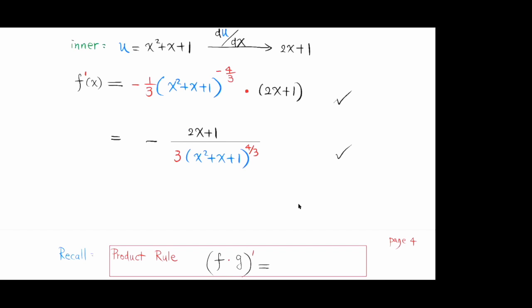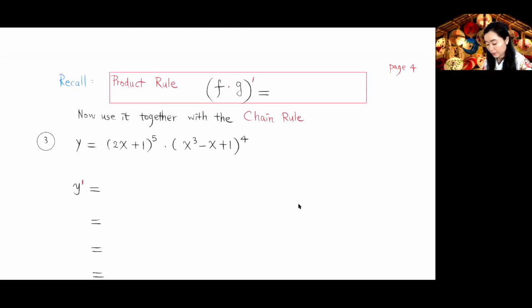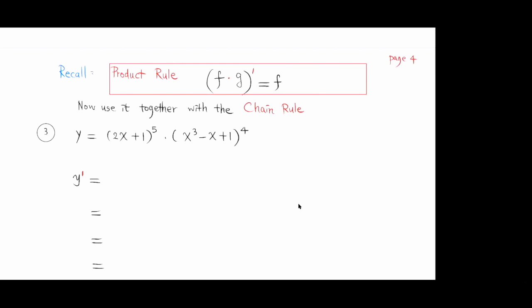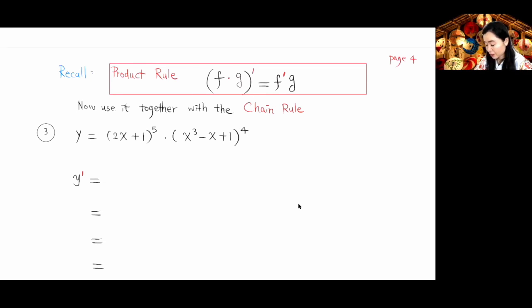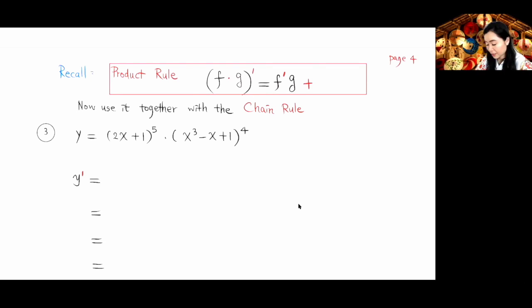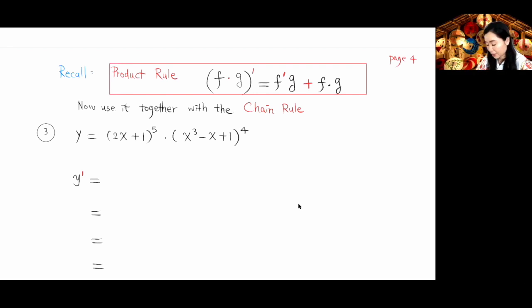Okay, good. Now let's recall the product rule. The product rule says that the derivative of f times g is what? Everyone? The derivative of f times g, yes, f times g, plus the derivative of g times f. Yeah, plus f times the derivative of g. f times g prime. Yes, you got it.